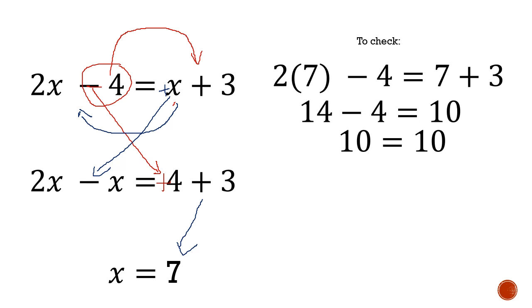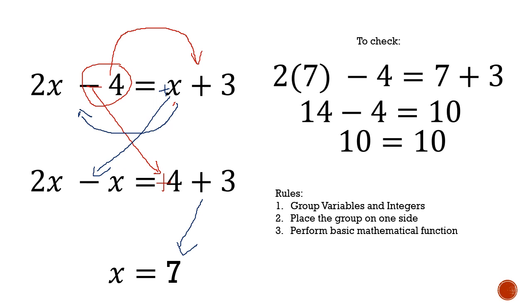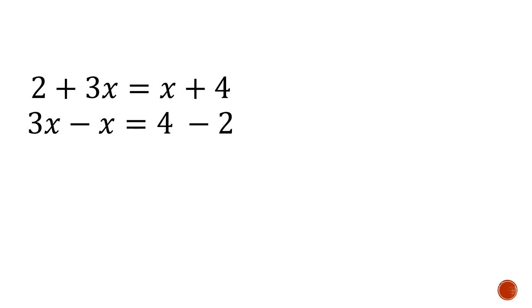So what are the rules again? Group variables and integers, place the group on one side, and perform basic mathematical function. The last problem is 2 plus 3x is equal to x plus 4. So what you will do is group all the x, all the variables, and group all the numbers only. So we get 3x minus x, which is equal to 2x, and 4 minus 2 is equal to 2.